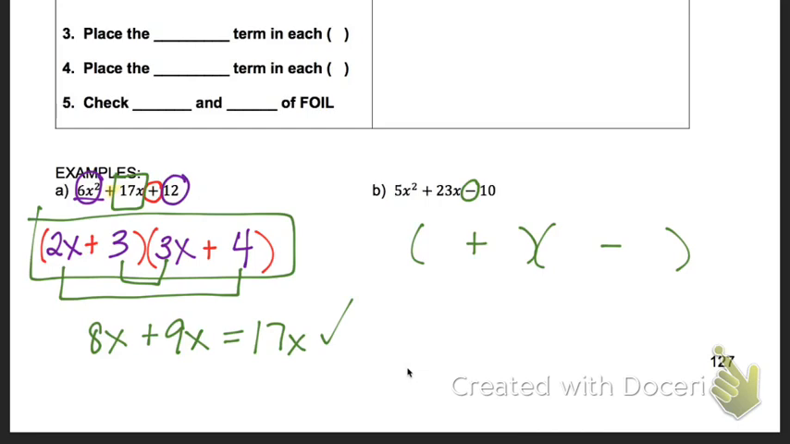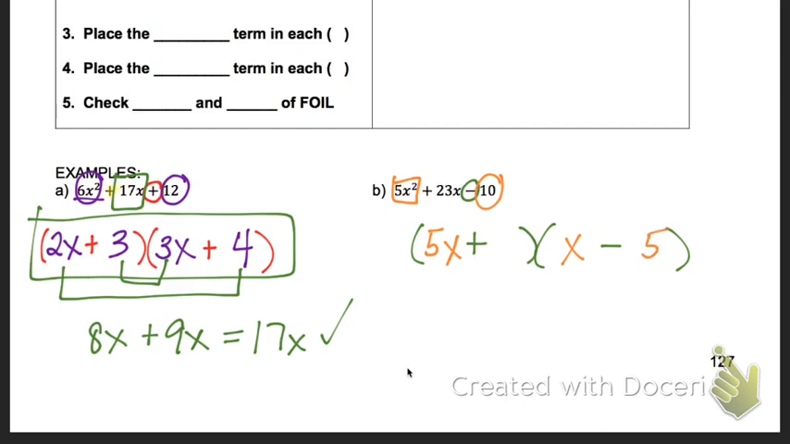Factors of 5x squared: just 5 and 1. That's the only thing I can do. So 5x and x. You don't have to put the number in the first one, but you could do x and then 5x. And then for the next part, factors of 10, you have to be careful. 2 and 5, where does the 5 have to go? It has to go in the second one.